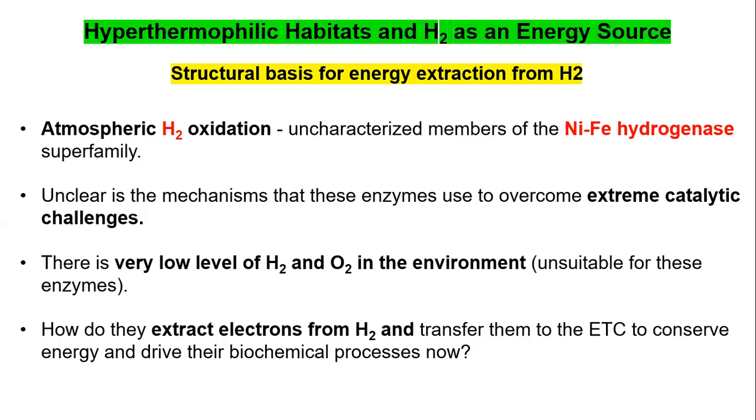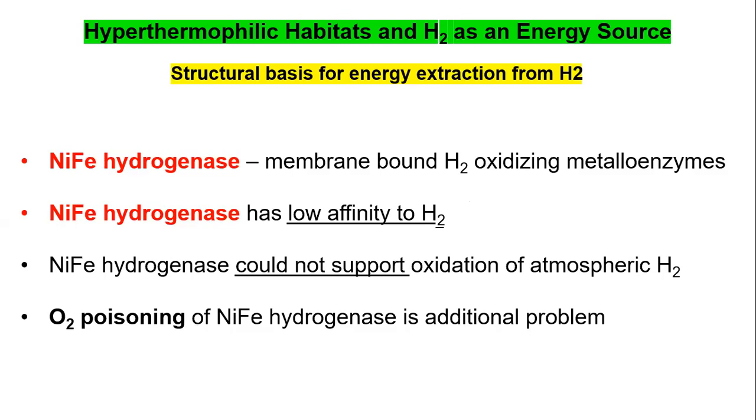But they found that there is an uncharacterized member of the hydrogenase superfamily with nickel and iron cofactors. And its metabolism was very unclear. What this enzyme would have to do is have high affinity for atmospheric hydrogen. That means it has to detect every single level of atmospheric hydrogen and oxygen and balance those two to be able to produce energy. So how would that enzyme be able to do it? Before this paper, what was known is that there are certain types of hydrogen oxidizing enzymes that are membrane bound and have low affinity for hydrogen.